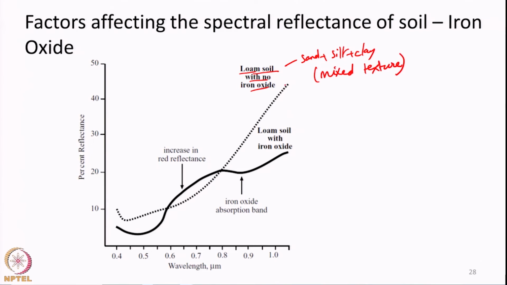This curve is the general loam without any iron oxide. It is increasing naturally, but when iron oxide is added, a characteristic increase in the red band will come. Around 0.6 to 0.7 micrometers, an increase in red reflectance is observed, and there will be an iron oxide absorption band in the NIR region around 0.9 micrometers. This increase in red reflectance is what gives a characteristic red color to the soil that has an abundance of iron oxide, plus the reflectance in the NIR portion also goes down because of the iron oxide absorption bands. This is a general property of soil which contains iron oxide.